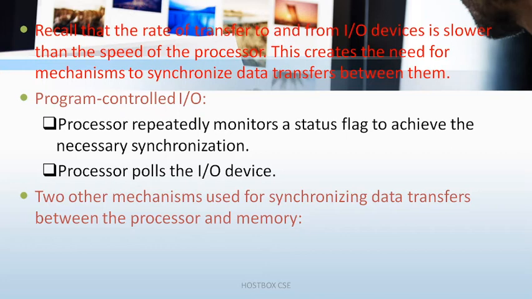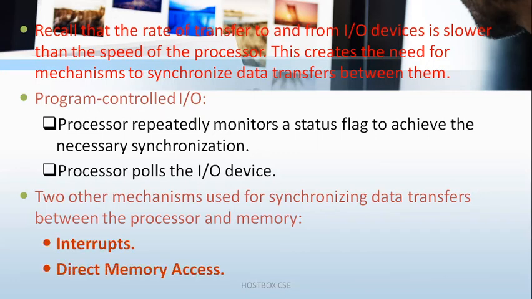For program controlled IO there will be a diagram, if time permits later. It is the same interface: register will be there, status block will be there. Whenever we want to communicate with input output devices, we need the support of program controlled IO. Then there are two other mechanisms used for synchronizing data transfer between the processor and memory, very important: interrupts and direct memory access. These topics we will definitely discuss in the upcoming session, with interrupts and buses elaborated, and how buses are working.